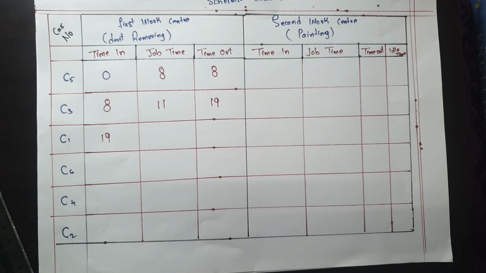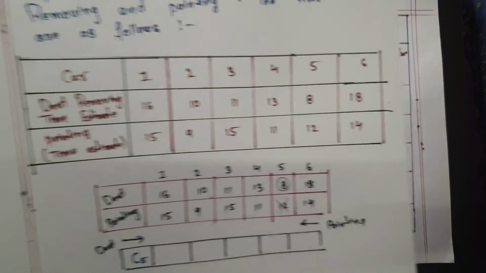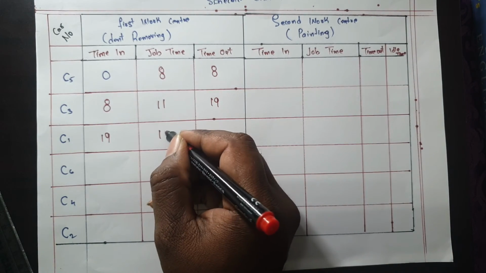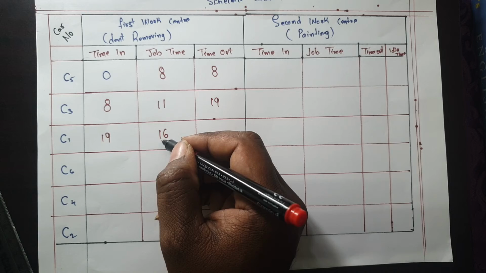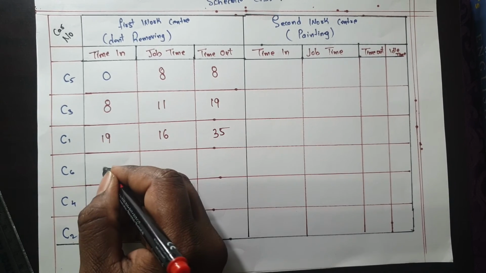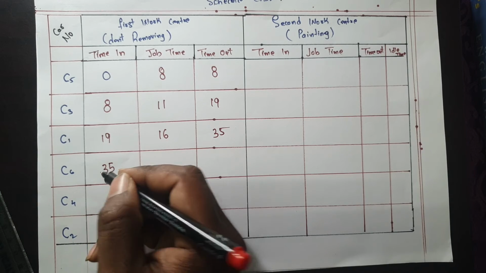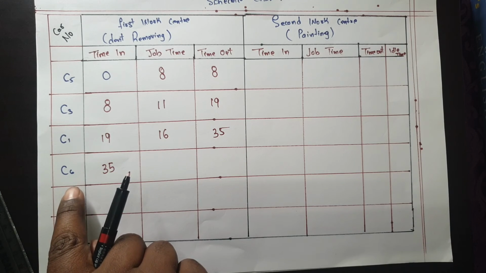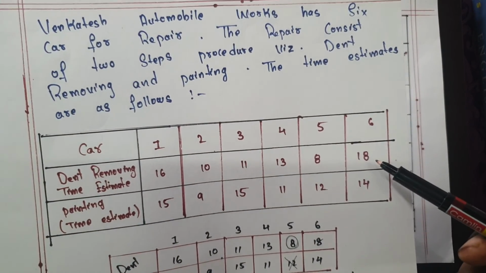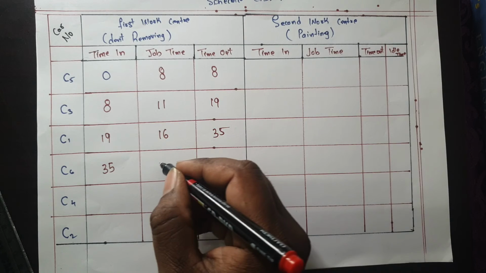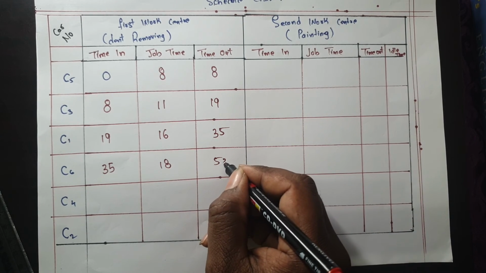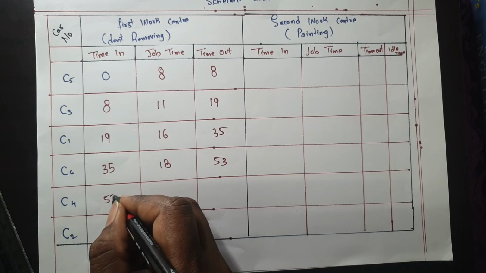Then what is there here? C1, what is the value? 16. So, write here 16. How much total value is there? 35. This 35 you transfer here. Next value is what is there? 6, for machine 1, for denting. How much value is there here? 18. So, you write here 18. If you add this one, how much you will get? 53. This 53 you transfer here.